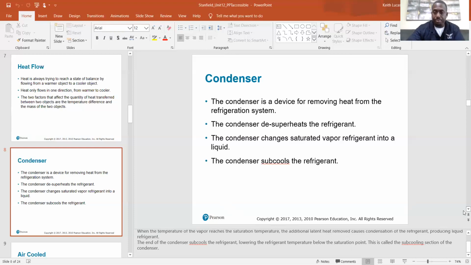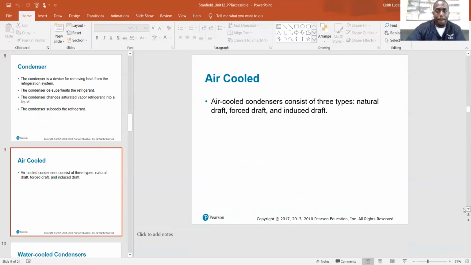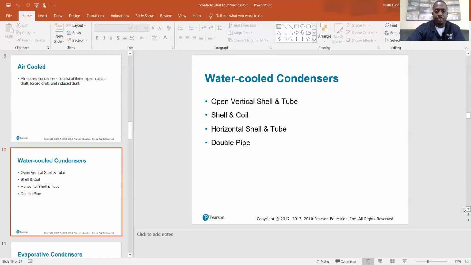Excuse me. All right, moving on. Air-cooled condensers consist of three types. You got natural draft, forced draft, and induced draft. And then there's also water-cooled condensers: open vertical shell and tube, shell and coil, horizontal shell and tube, double pipe. Water-cooled condensers use water to remove the heat from the refrigerant rather than air like the one I was just describing. And it comes in different forms.